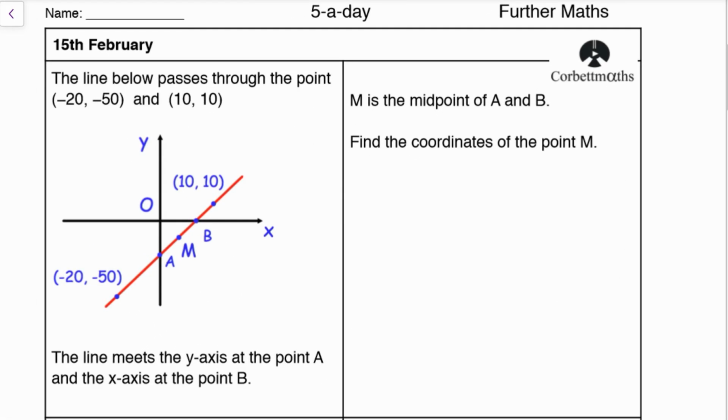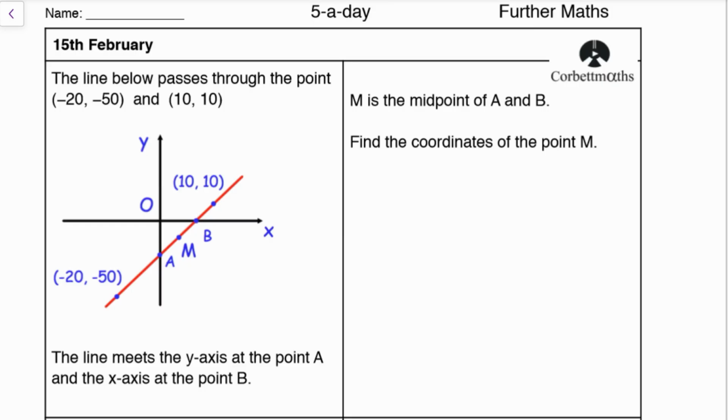First question. The line below passes through the point, and they give you 2 points. The line meets the y-axis at A and the x-axis at B. M is the midpoint of A and B. Oh, wow. Okay, so it wants me to do quite a lot here. Now, the thing about these questions is these questions are about being clear about your working, because if you get it wrong or make a silly error, you're going to lose a lot of marks.